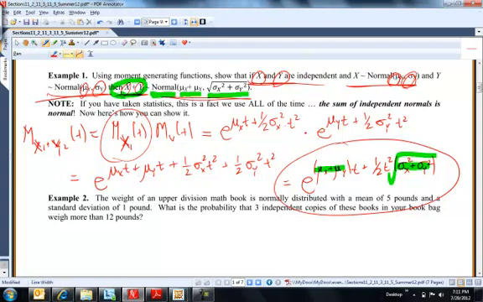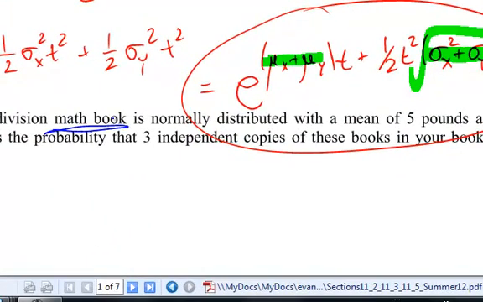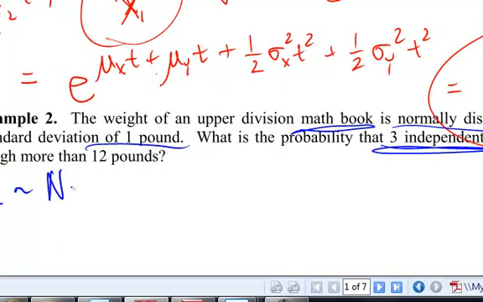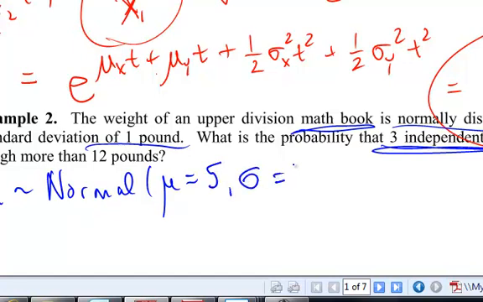So let's switch to blue. The weight of a math book is normally distributed with a mean of 5 pounds and a standard deviation of 1 pound. What is the probability that 3 independent copies of these books in your book bag weigh more than 12 pounds? Let X i be the weight of the ith book, and each book is normally distributed with a mean of 5 pounds and a standard deviation of 1 pound.